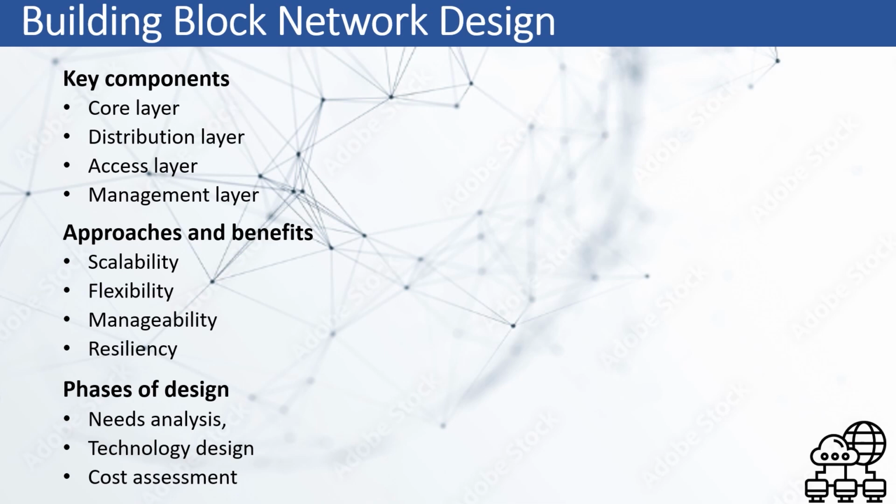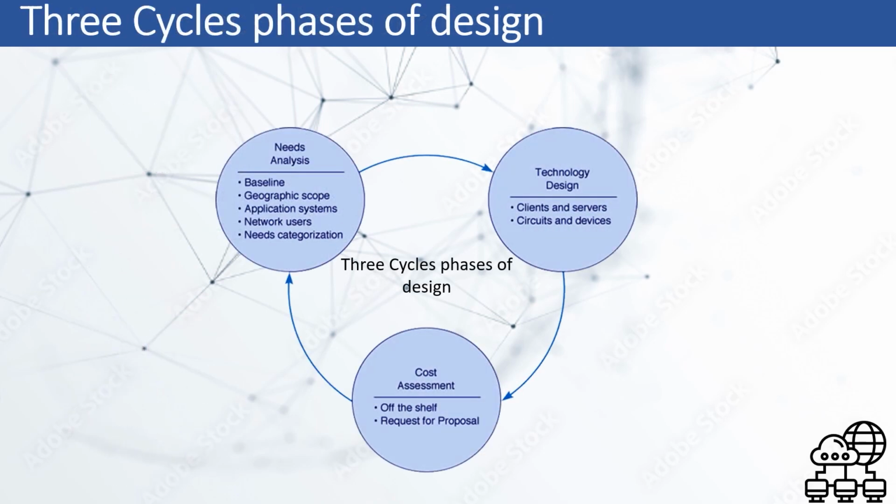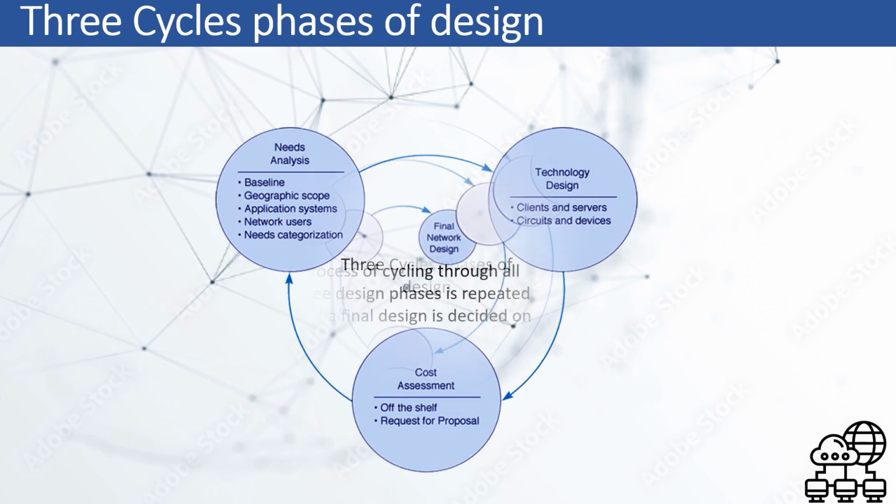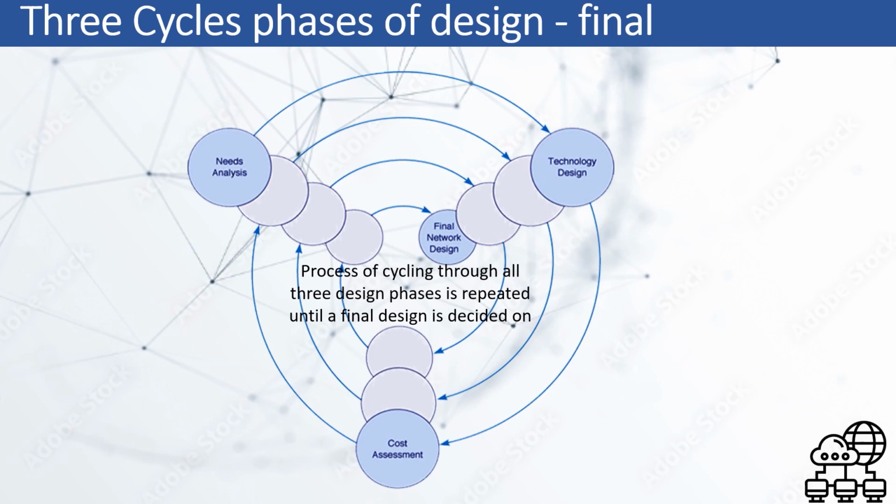And then we have the phases of design. The network design process typically involves 3 phases. We have a needs analysis, technology design, and the cost assessment. The process cycles through all the 3 design phases repeatedly until the final design is decided on.